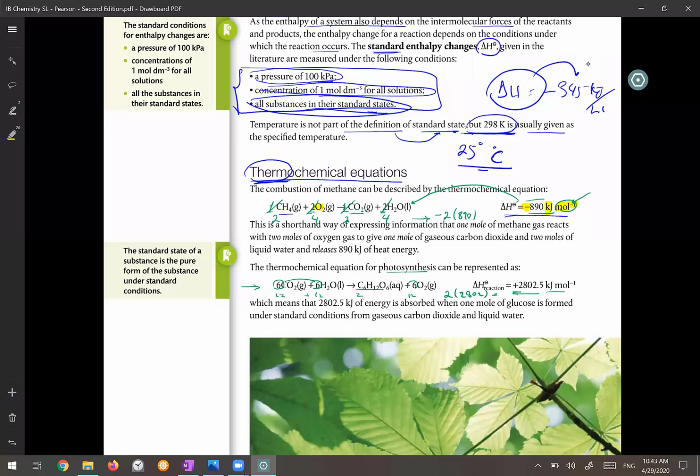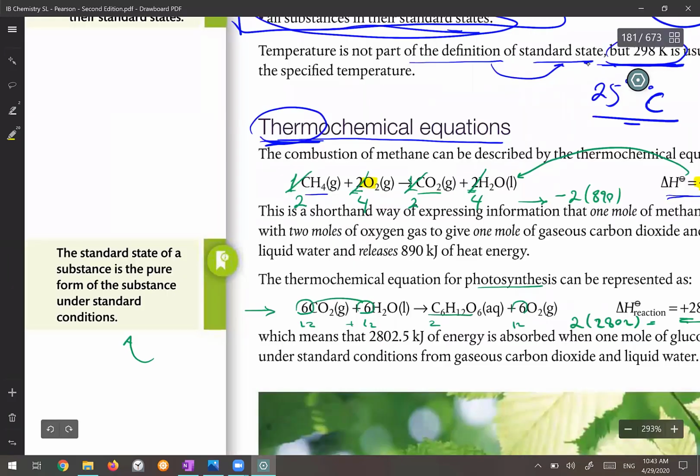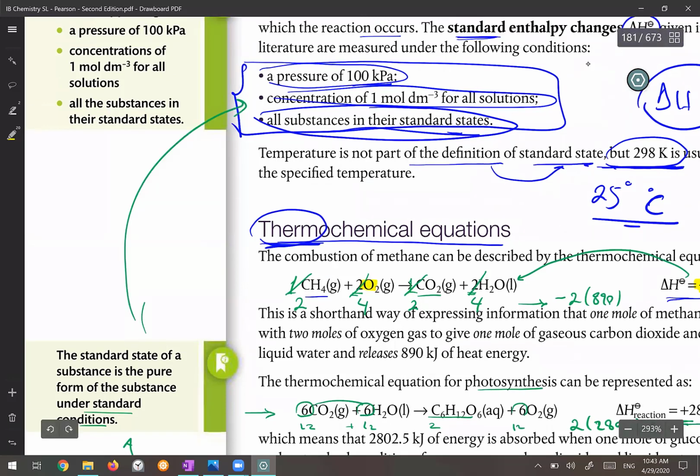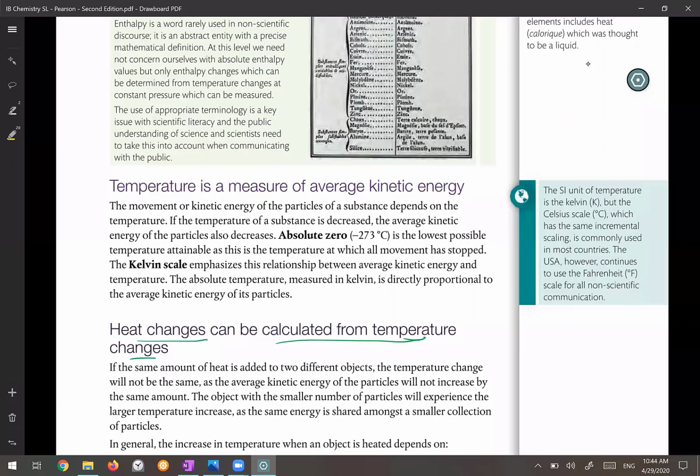The standard state is defined here. It says a standard state of a substance is the pure form of the substance under standard conditions. Okay. And what are standard conditions? These are standard conditions, and usually the temperature must be 25. Okay, so we had the temperature in the first chapter. Here, one more time, we talk about that one.